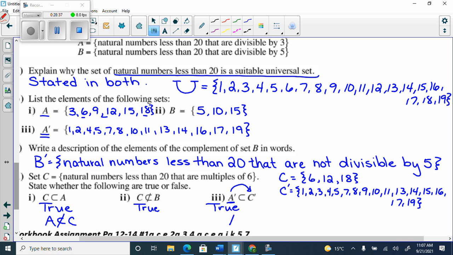However, is not C a subset of not A? No, because not C actually is more than not A, right? Oh, never mind. But are all those sets a subset of the universal set? Yes, because that's where they came from, right?